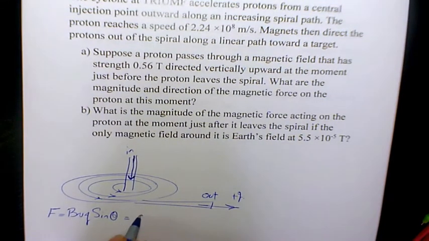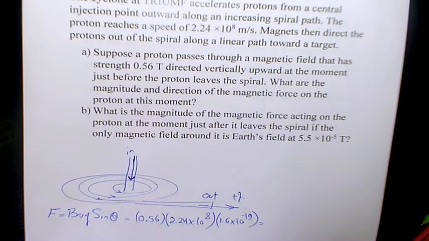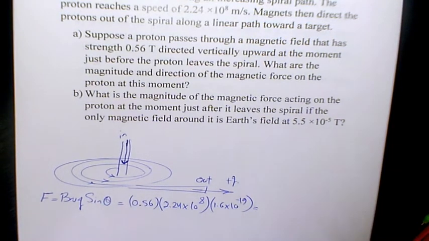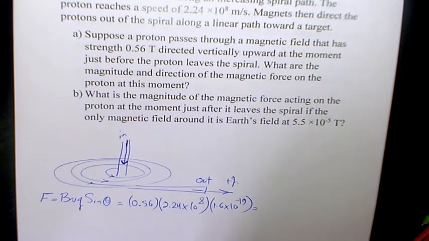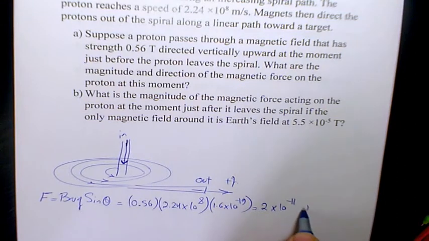B is 0.56 inside the cyclotron, velocity is 2.24 times 10 to the power of 8, and Q is the charge of the positive particle, which is 1.6 times 10 to the power of negative 19. Since they are perpendicular, theta is 90 and sine theta will be 1. When you multiply these numbers, you get 2 times 10 to the power of negative 11 Newton.